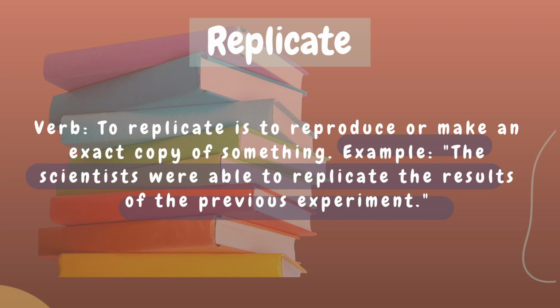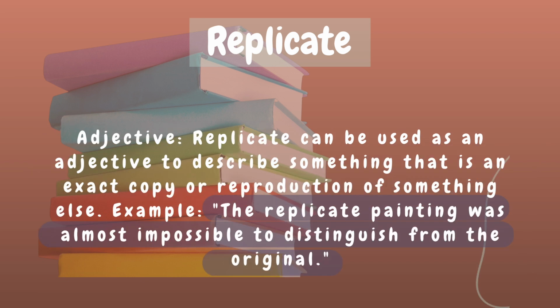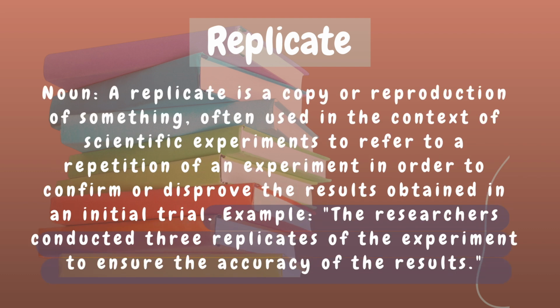Verb: to replicate is to reproduce or make an exact copy of something. Example: the scientists were able to replicate the results of the previous experiment. Adjective: replicate can be used as an adjective to describe something that is an exact copy or reproduction of something else. Example: the replicate painting was almost impossible to distinguish from the original.